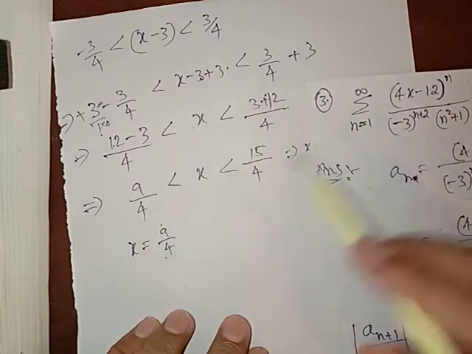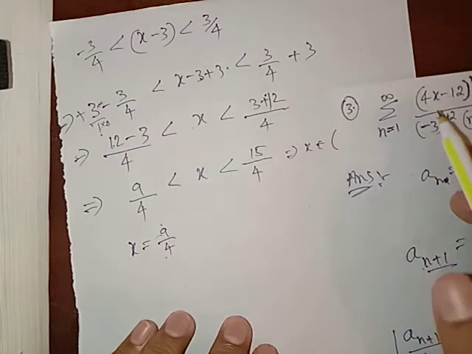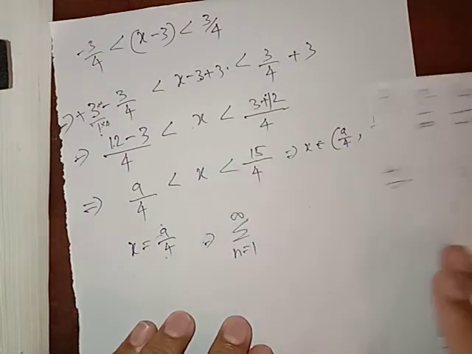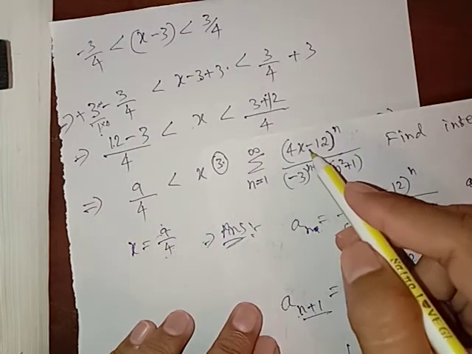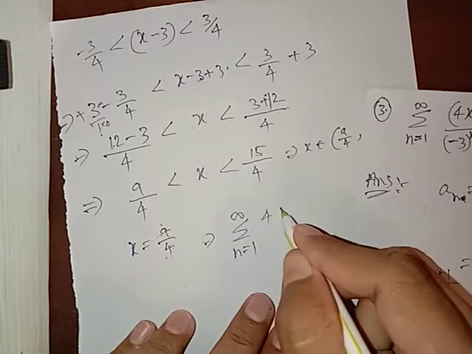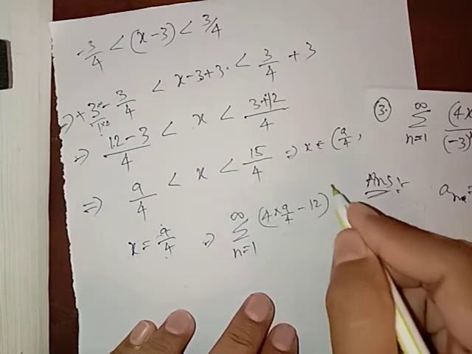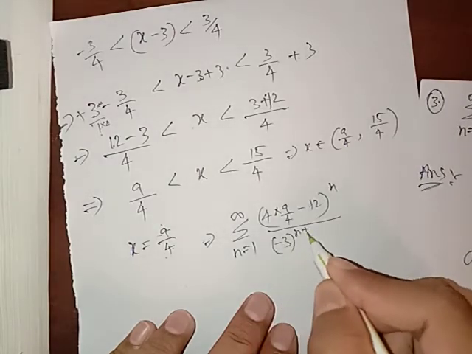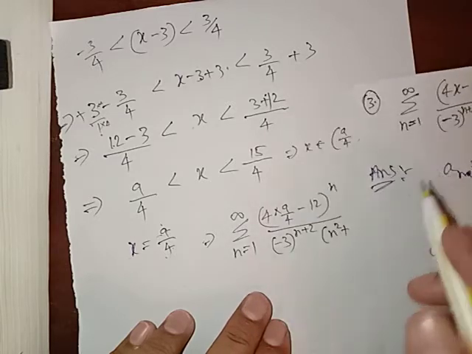If x is equal to 9 by 4, then if we apply it in this series, the sum from n is equal to 1 to infinity, we get 4 into 9 by 4 minus 12 raised to n divided by minus 3 raised to n plus 2, into n square plus 1.